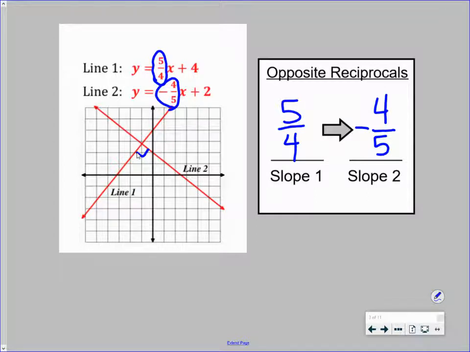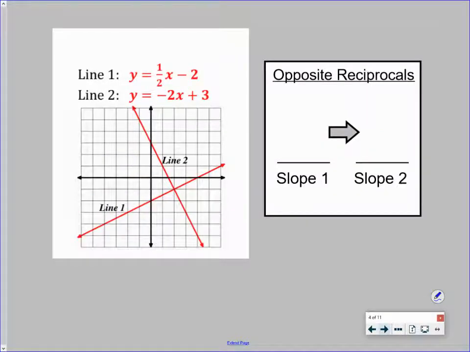Let's look at another example here. Line 1 has the slope of 1/2. Well, opposite of positive would be negative. Flipping that over would be 2/1. But what is 2/1? That is just 2. So we have the opposite reciprocal of positive 1/2. The opposite would be negative, and the reciprocal would be 2.